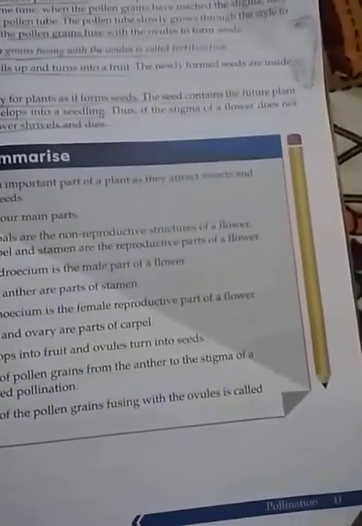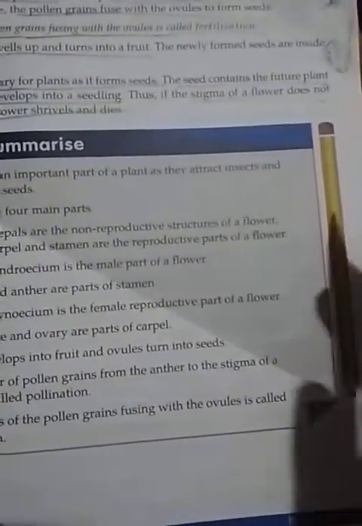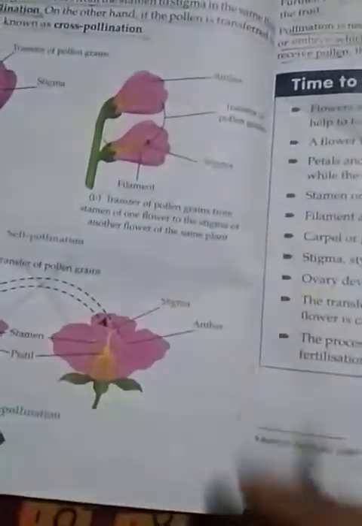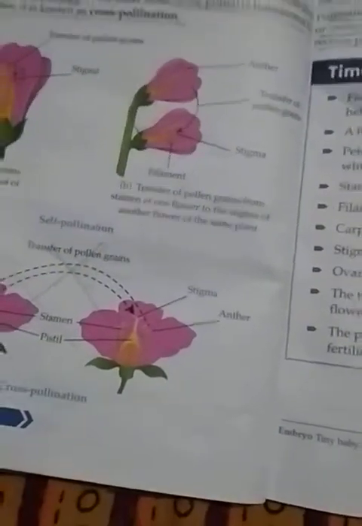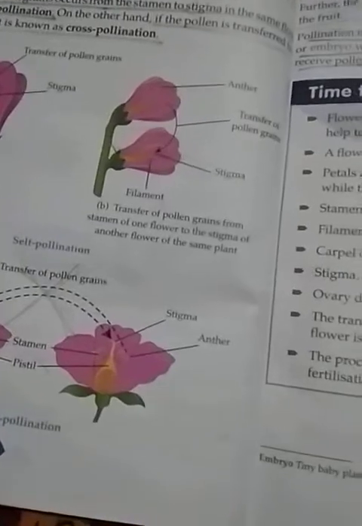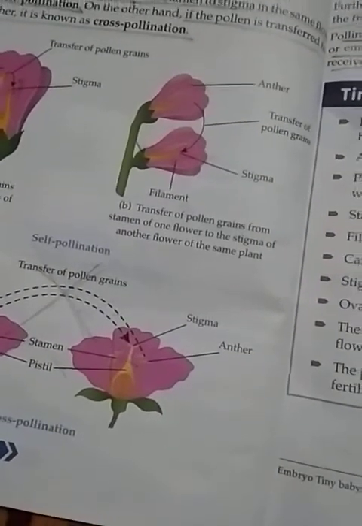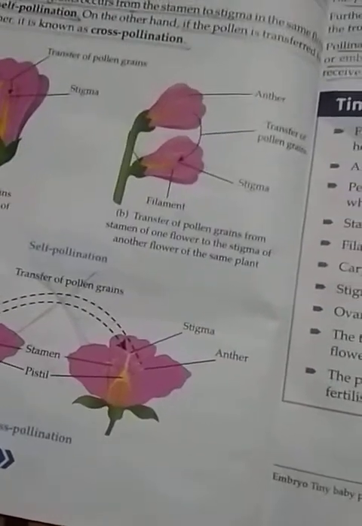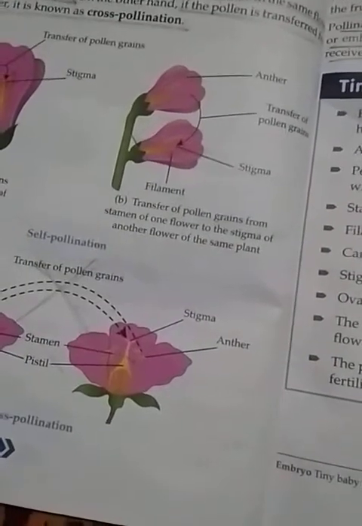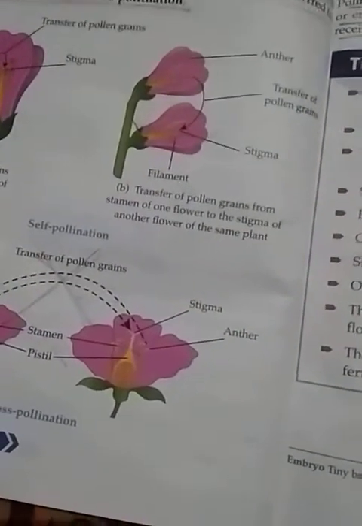And just suppose if some flower doesn't get any pollen grains, suppose this flower is not getting pollen grains from anywhere, then what is going to happen? This flower will die. It won't form the fruit, or it is not going to form seed. It will simply dry if it's not getting the pollen grains. Clear, children?